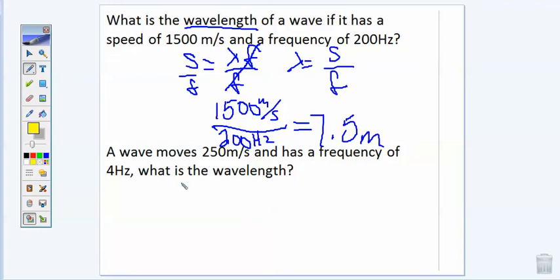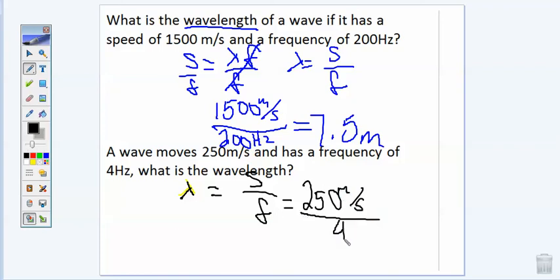Okay, welcome back. In this case, we're trying to find the wavelength. Let me use a different color here. Wavelength equals speed divided by frequency. The speed of the wave is 250 meters per second. And the frequency is 4 hertz. 250 divided by 4 is actually 62.5. And in this case, because it is a wavelength, we get meters.